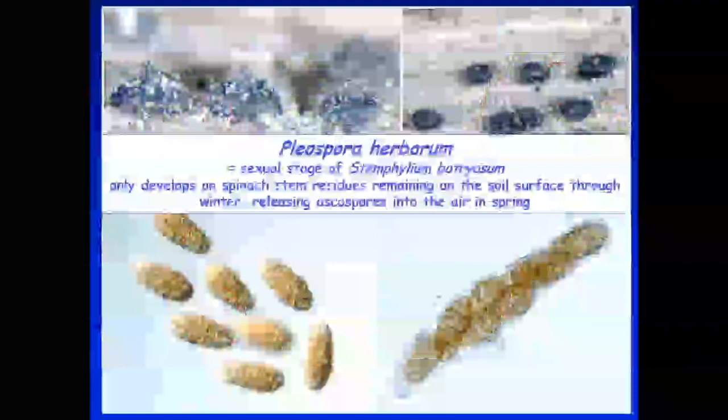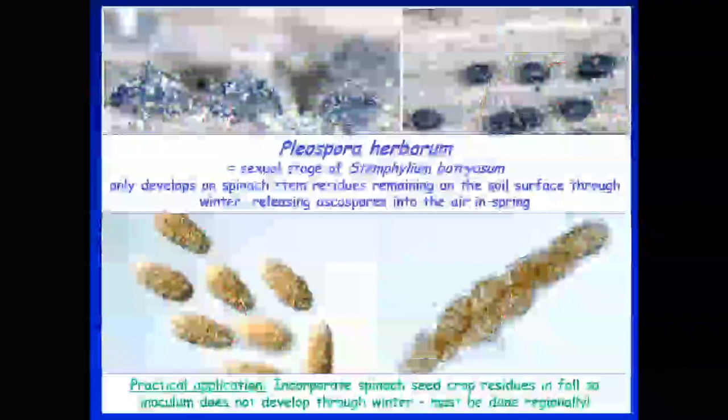And the practical application of discovering this is that it's really important for our growers to incorporate spinach stem residues after harvest that fall and not wait till the spring. Many of our growers will want to wait till the spring because the rains might start early in the fall and they don't want to get out into the field. But then you are literally producing thousands and millions of spores for the next season.